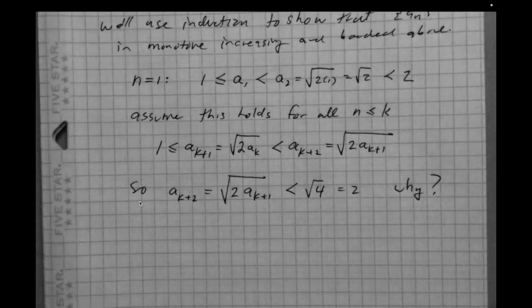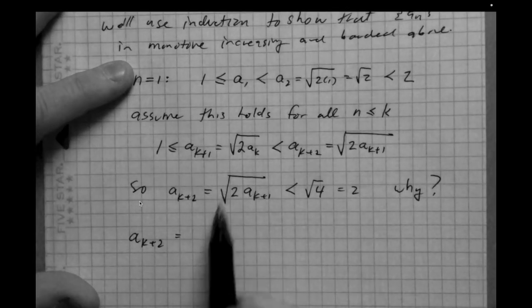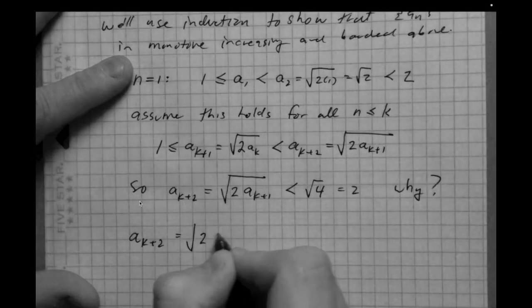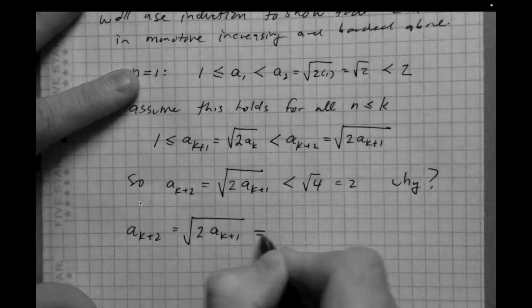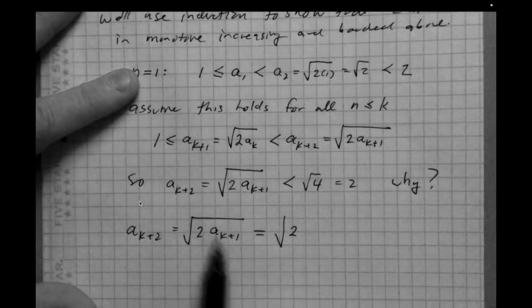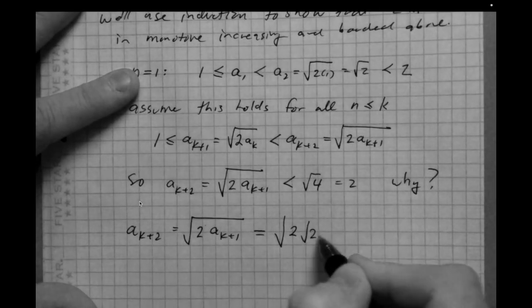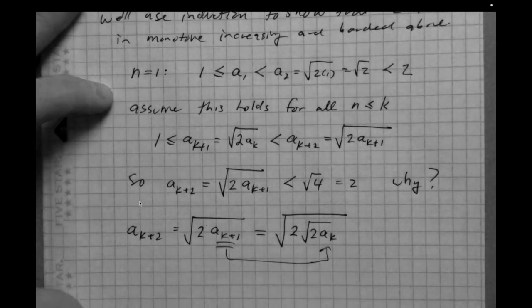Why is this? Well, let's break this term down. This is the step where we actually prove the thing. We're going to use the induction hypothesis, and we'll step forward into this case and see that it must hold everywhere. So what is a sub k plus 2? Well, it's defined to be the square root of 2 times a sub k plus 1. We can think of that also as the square root of 2 times a sub k plus 1, which is the square root of 2 times a sub k. So this piece here can be stepped back.